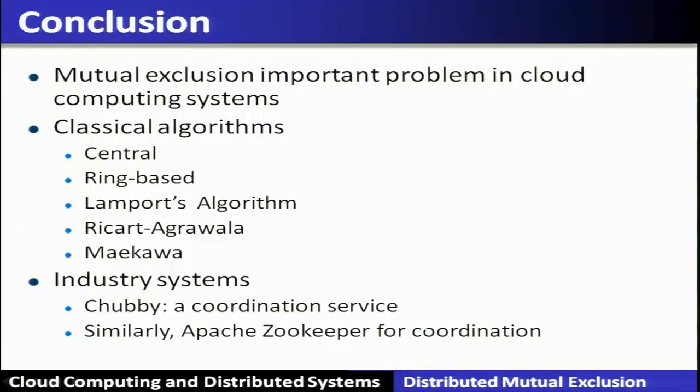Conclusion: mutual exclusion is an important problem in a cloud computing system, and we have seen several classical mutual exclusion algorithms such as the central algorithm, ring-based algorithm, Lamport's algorithm, Ricart-Agrawala algorithm, and Maekawa's algorithm. We have seen that Maekawa's algorithm is more efficient as far as performance is concerned compared to Lamport's and Ricart-Agrawala algorithms.